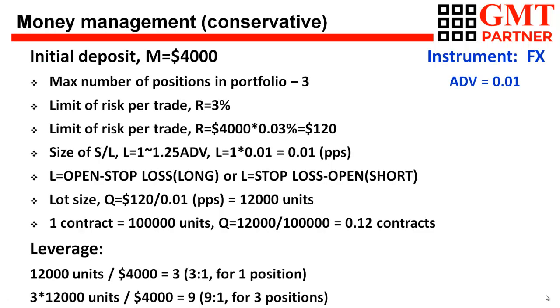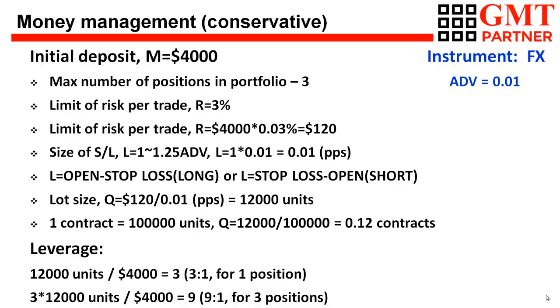The first method of money management is conservative. In accordance with the rules of this method, the trader risks only a small portion of his initial capital in each transaction, ranging from 1 to 5%. In addition, the maximum number of open positions in the portfolio of the trader should not be more than 3.